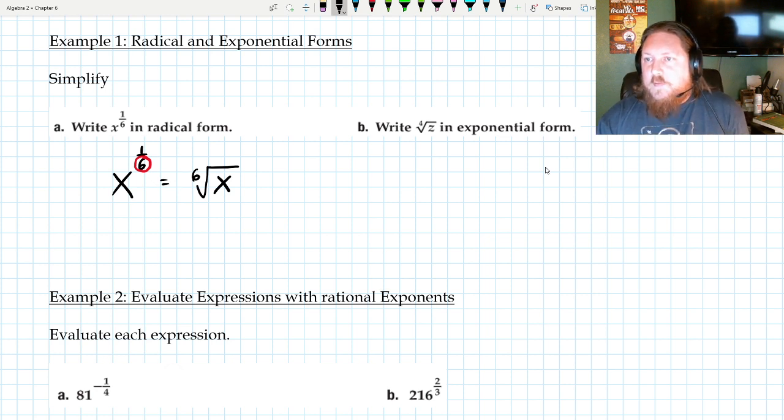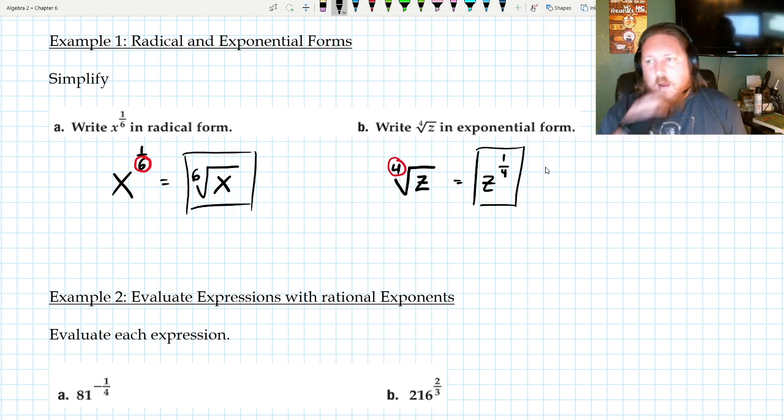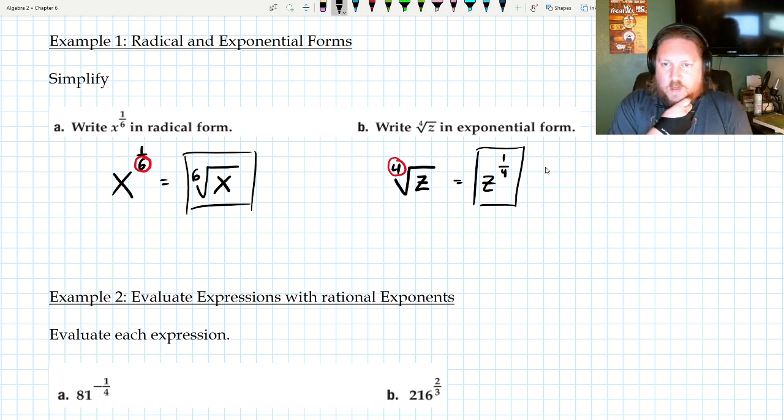And if I have an expression that's written in radical form, so it's using a root symbol, I just work it in reverse. I identify the index. That becomes the denominator for my rational exponent. So that's all you're doing in the first couple problems, just switching back and forth between the two forms, because you're going to want to be able to do that pretty quickly when we're working on the problems. All right.